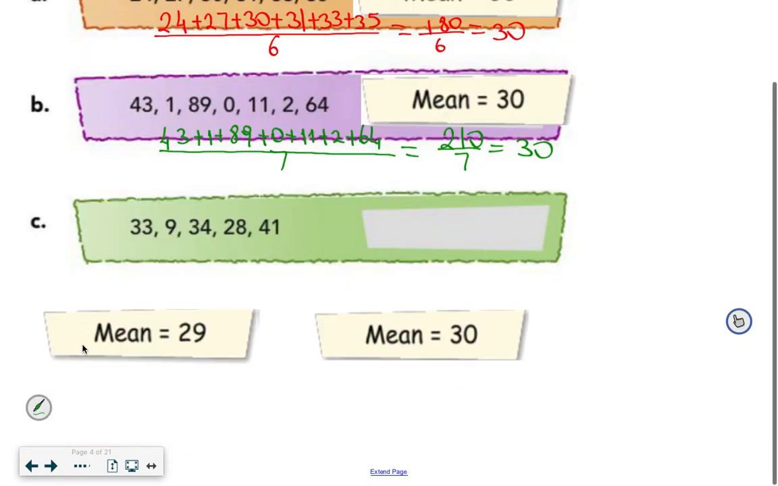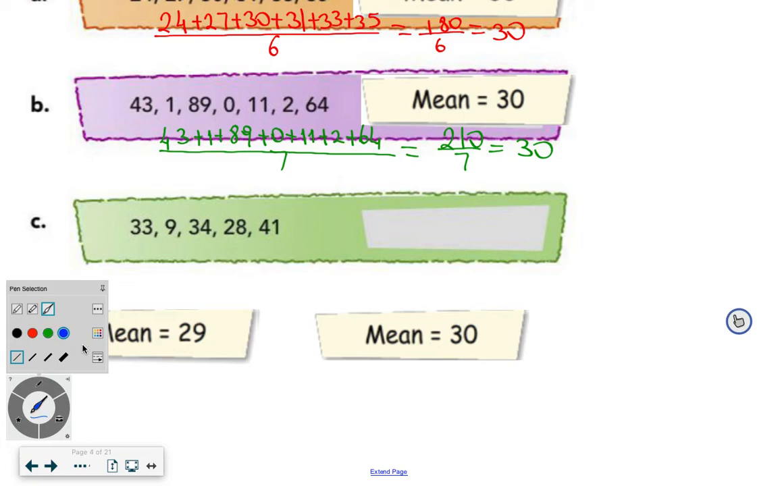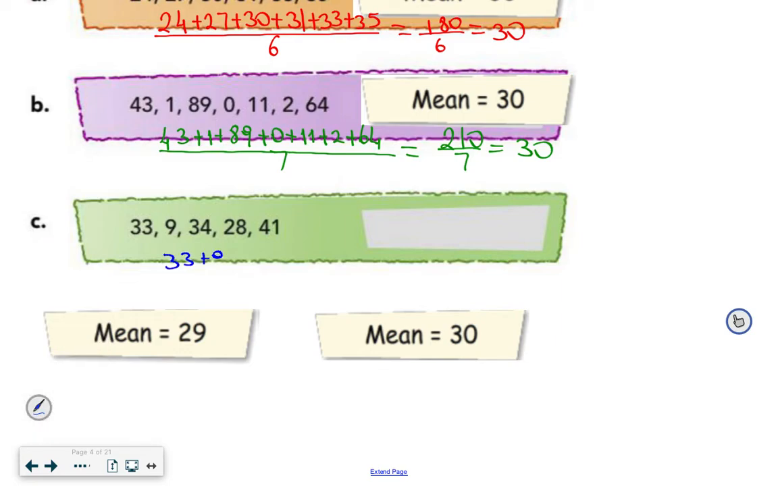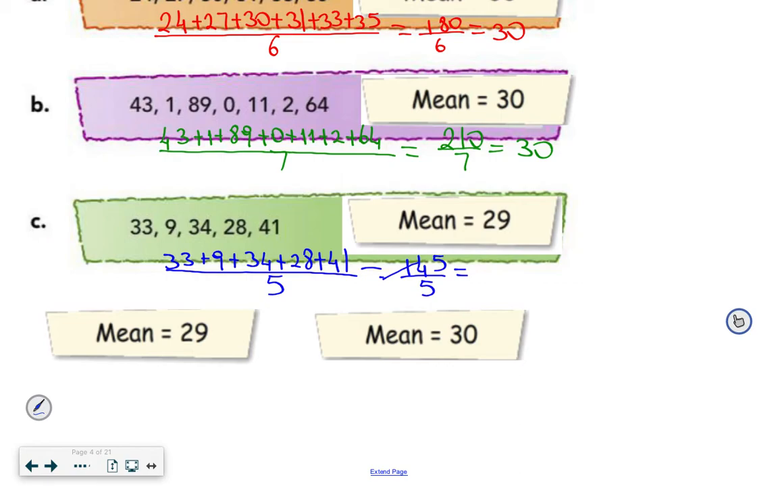Next, add them up. 33 plus 9 plus 34 plus 28 plus 41 over number of the data. 1, 2, 3, 4, 5. There are 5 data. Then you will get 145 divided by 5. You will get 29. So the mean is 29. So this is the answer. So we learned how we can find the mean.